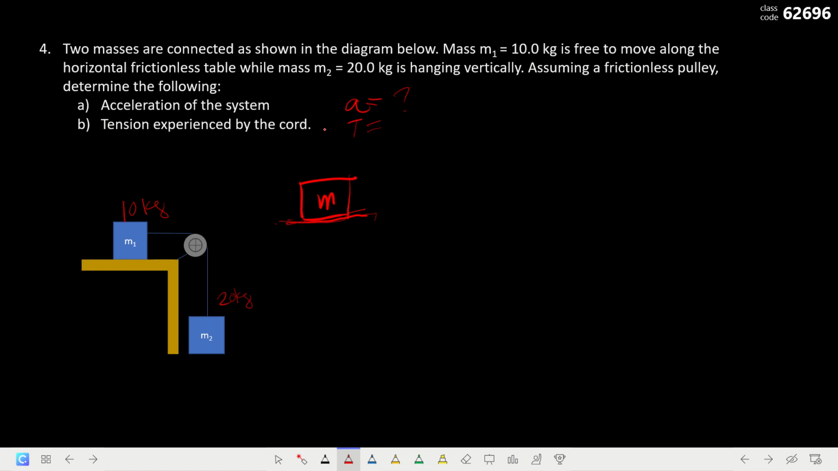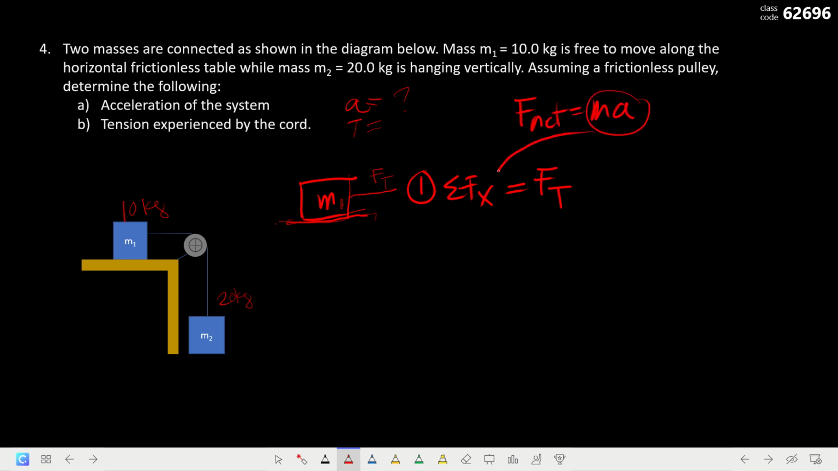So the summation of forces along the y-axis for mass number 1 is 0, and for the horizontal axis we don't have an opposing force here. So therefore the force that is acting on this mass is only the force of tension. So equation number 1: our summation of force along the x-axis for mass 1 is equal to the tension force. From Newton's second law, net force is equal to mass times acceleration. So we can substitute this into this term.